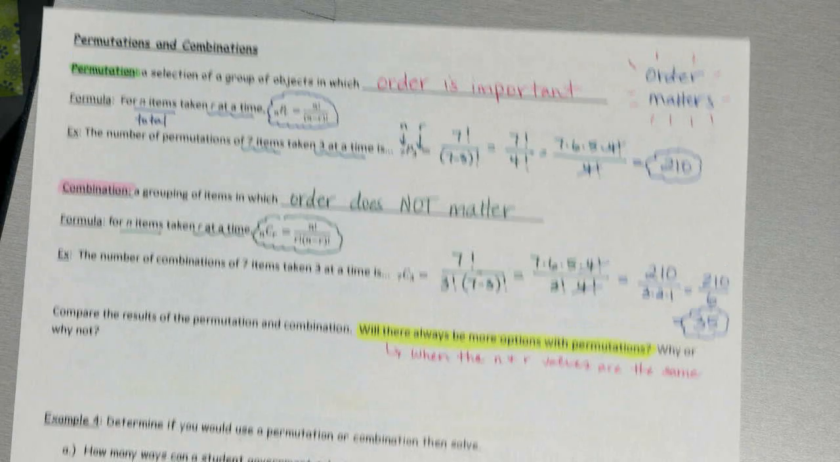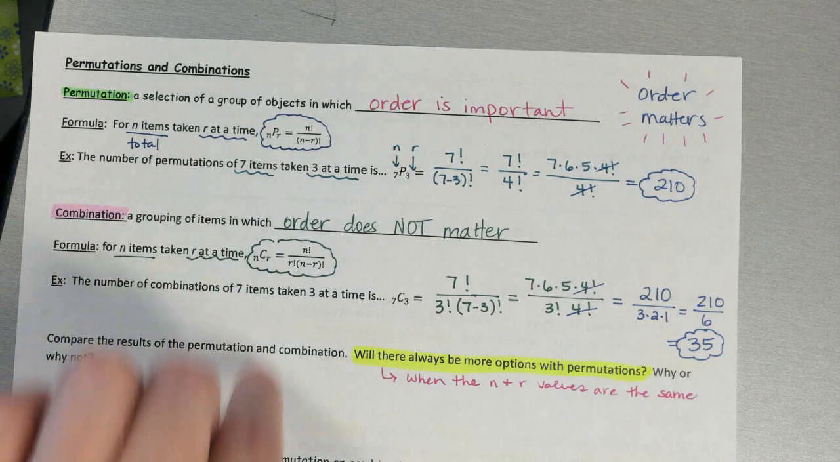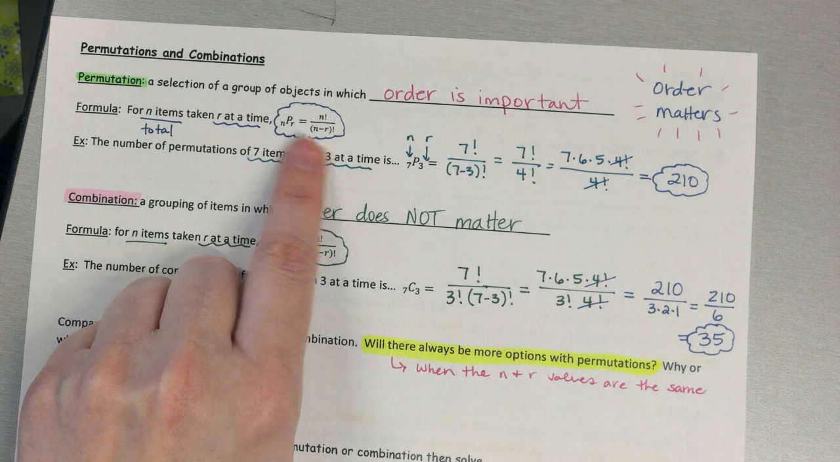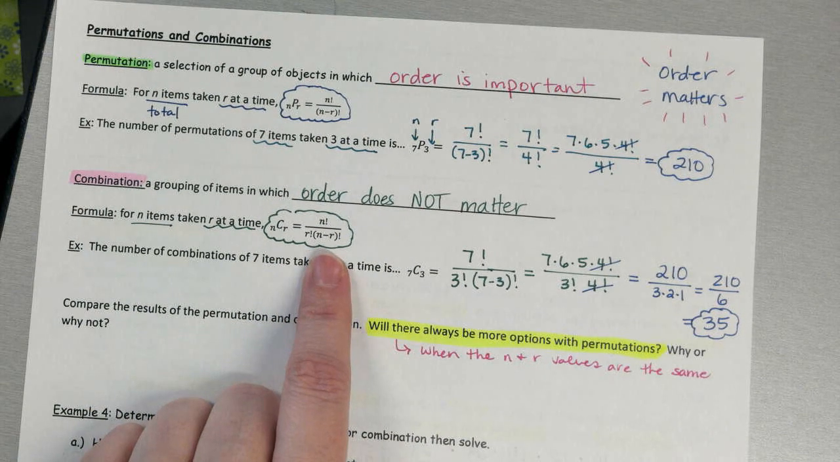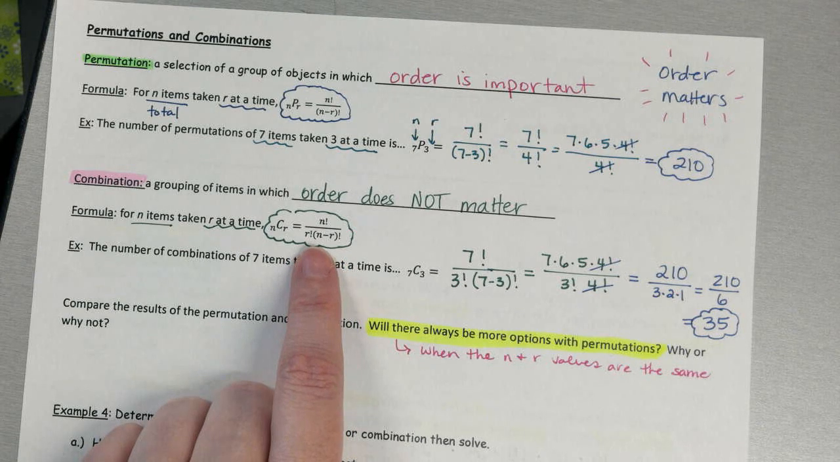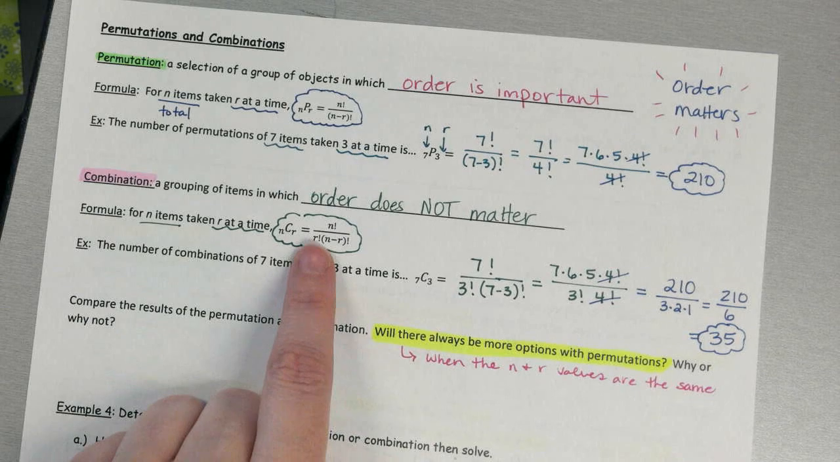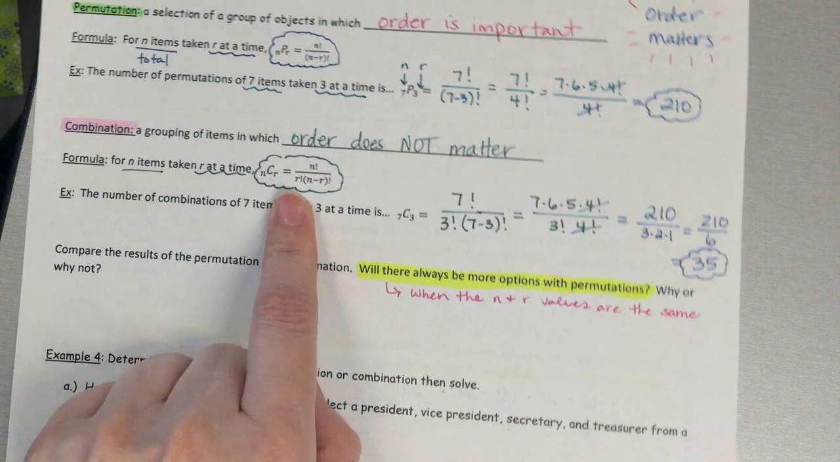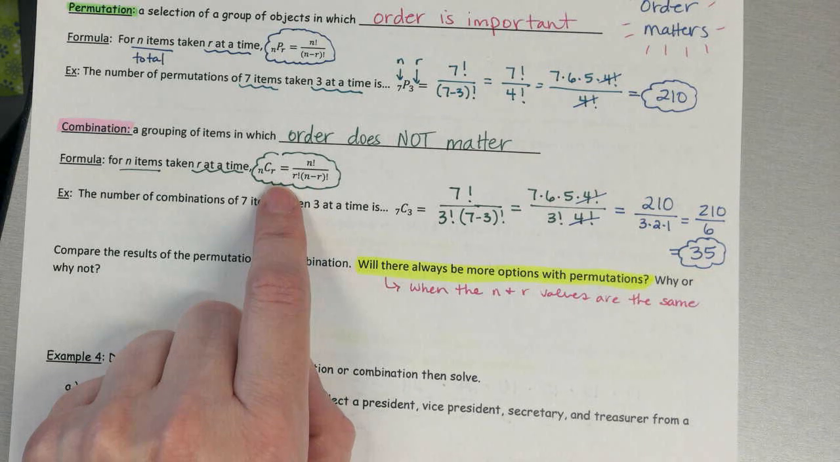So let's look at the equations. What's the only thing different in the equations? Here you have n factorial over n minus r factorial. Here you have n factorial over r factorial times n minus r factorial. So what's the only difference? The denominator gets multiplied by r factorial. So your denominator has something extra in it, and if it's in the denominator, you're going to be dividing by that extra number. So anytime you divide by something bigger, is it getting smaller or larger?